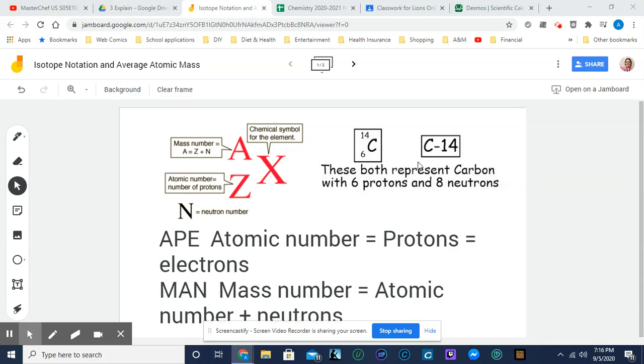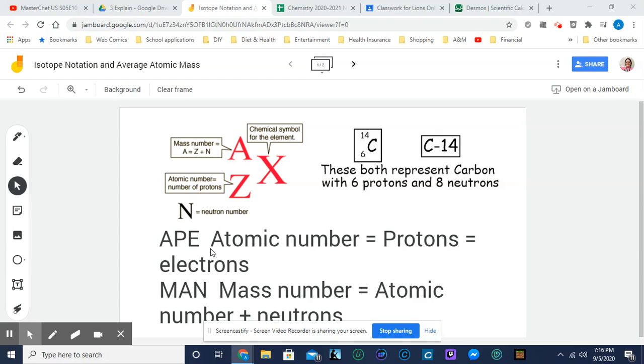Sometimes you'll also see isotopes written in hyphen notation, which is what this is over here on the right, where it's just the element symbol and the mass number following a hyphen. Because if you have a periodic table, then you will know what the atomic number is of the element. So sometimes they just shortcut and write it this way to identify an individual isotope.